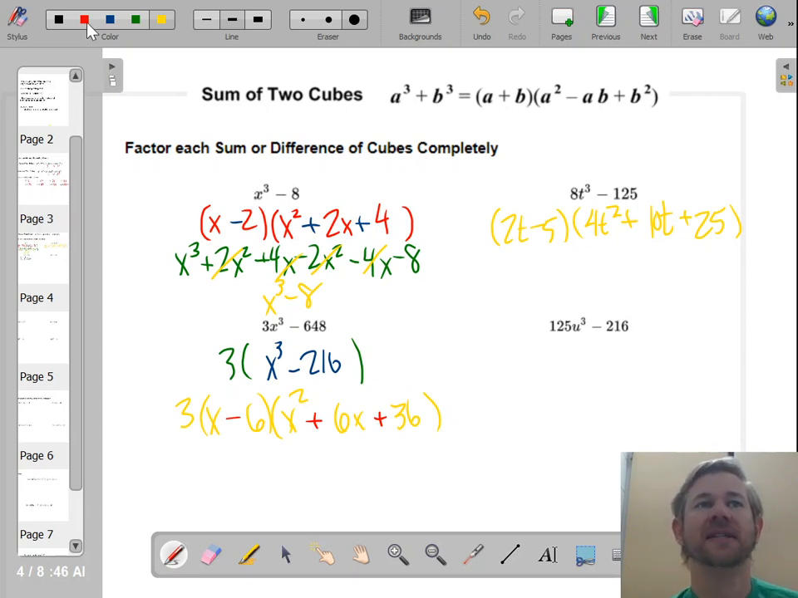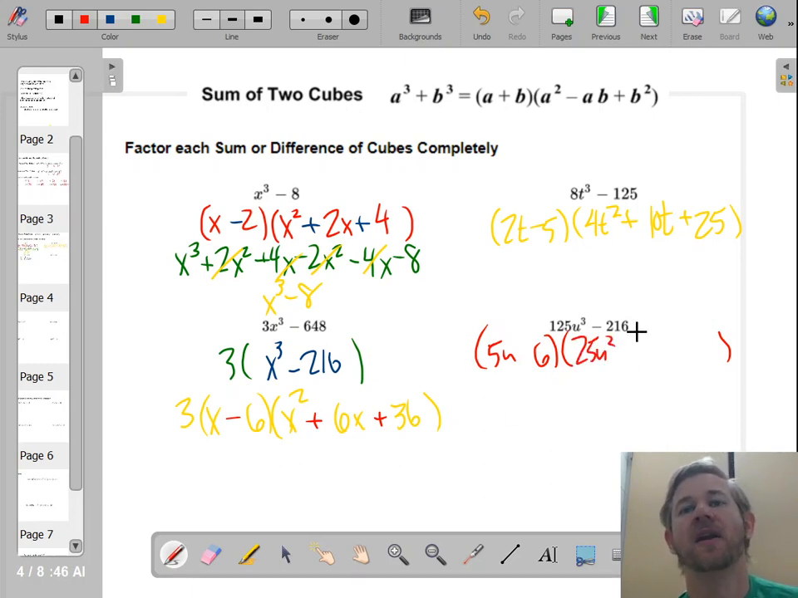125u cubed minus 216, so those are both perfect cubes. The cube root of 125 is 5, and the cube root of 216 is 6. So again, this is the spot that I think you miss it if you're going to miss it. When you square this term, 5 squared, 5 times 5 is 25u squared. Their product is 30u, and 6 squared is 36. Again, minus, plus, plus, because it's same, opposite, always positive.